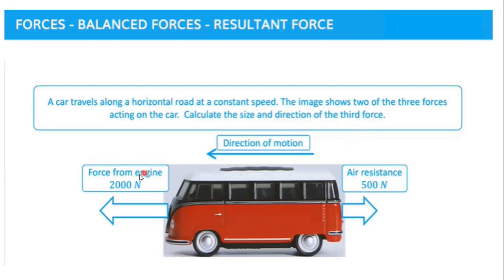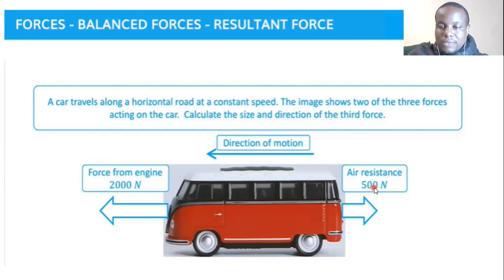So here we have the direction of motion, and we have two forces. The first force is by the engine, which is 2000 newtons, and the second force is by air resistance, which is 500 newtons. So we are expected to calculate the size and the direction of the missing force.